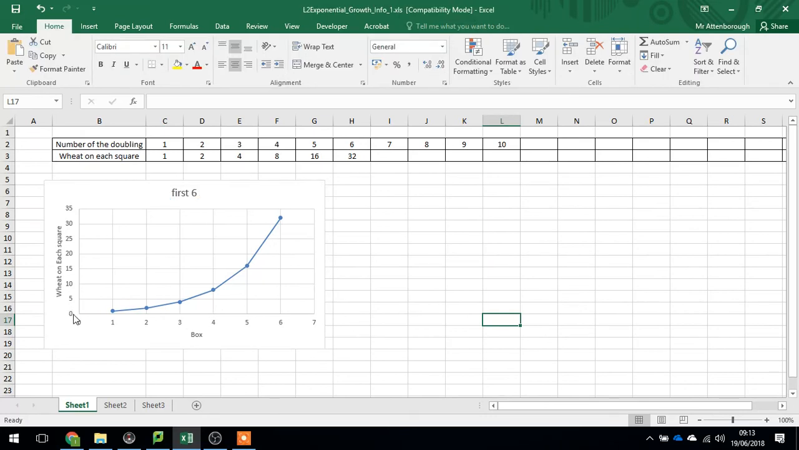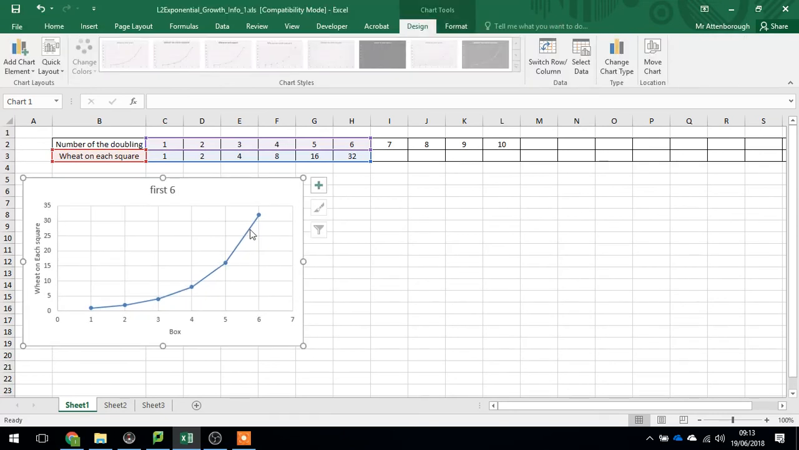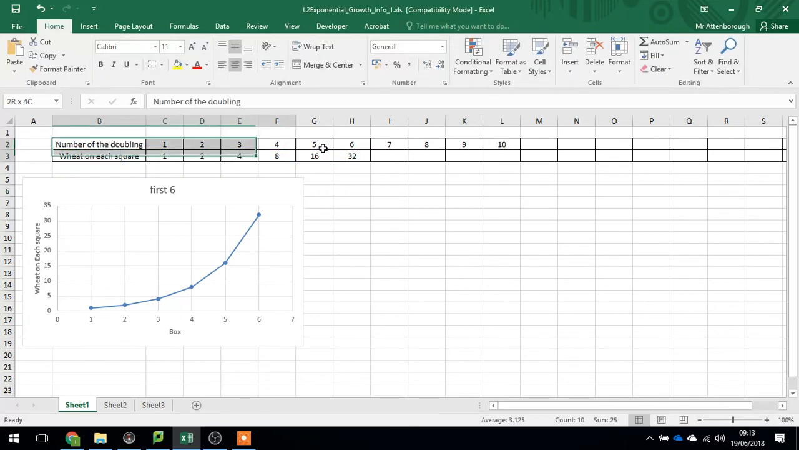And what you notice about this graph is it kind of ramps up like this. By the time you get to the 6th square, you're actually getting 32 grains of rice or grains of wheat on it. So that's quite a large amount that you get there in terms of the way the scale is increasing. The next activity I want you to try is carry that on to 10 and draw another graph next to it that goes next to it here.